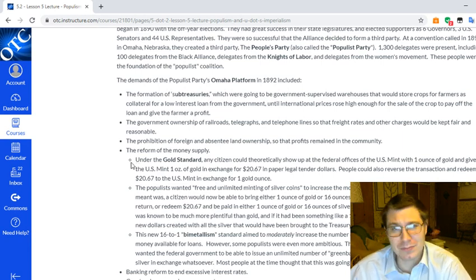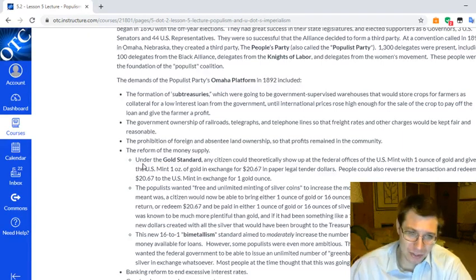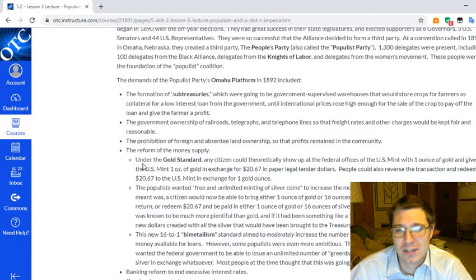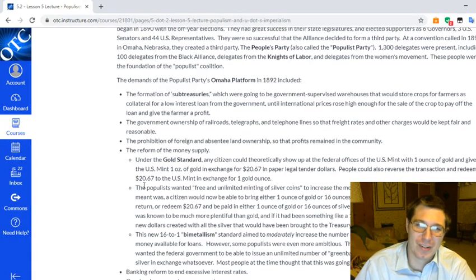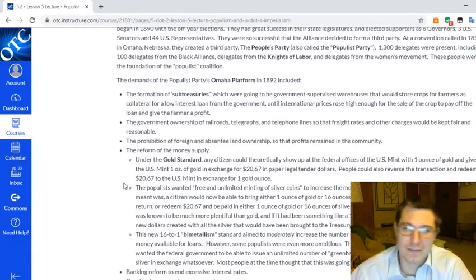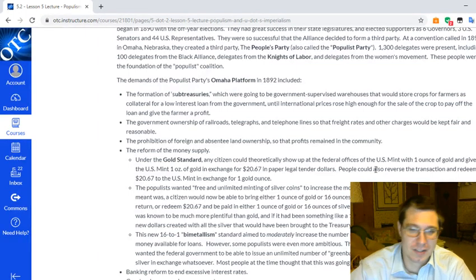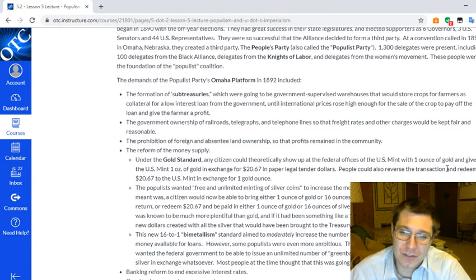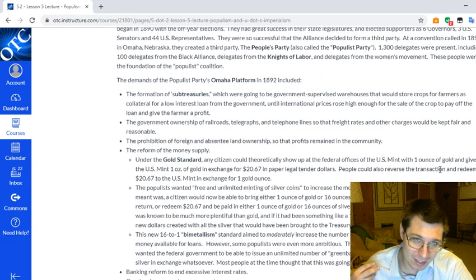The U.S. was at this point under the gold standard, which meant that basically any citizen could theoretically show up at the federal offices of the U.S. Mint with 1 ounce of gold and give the U.S. Mint 1 ounce of gold in exchange for $20.67 in paper legal tender dollars. So you give them 1 ounce of gold, they give you $20.67, and then you go use that $20.67. That circulates around the economy. People could also reverse the transaction and take $20.67 to the U.S. Mint and exchange it for 1 gold ounce.